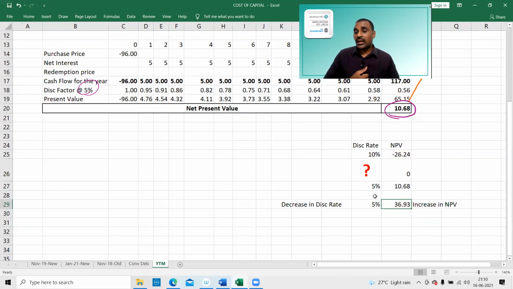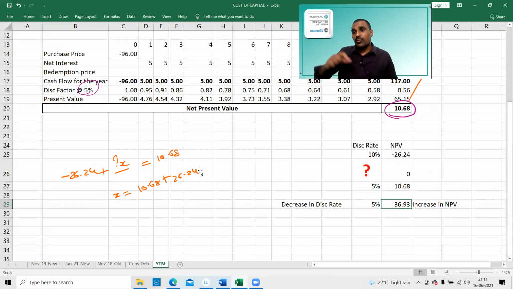Sir, how did I get 36.93? Minus 26 to plus 10.6, that means 36.93 is the increase. Minus 26.24 has to become 10.68. I have to add something. How much should I add to get the 10.68 positive? Take it as X. X is equal to 10.68, plus 26.24, because minus 26.24 will go to the right side and become plus 26.24. That is how we got 36.93.